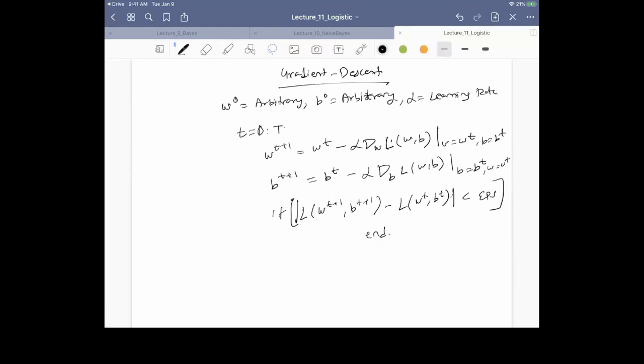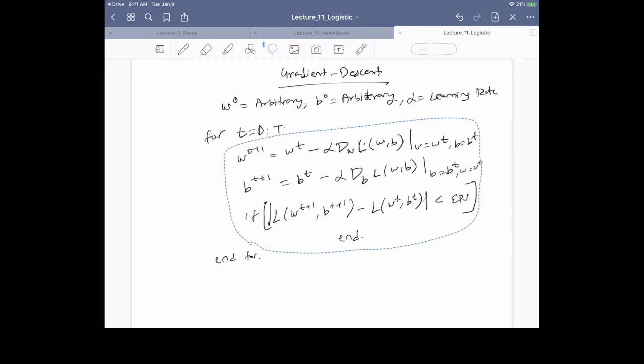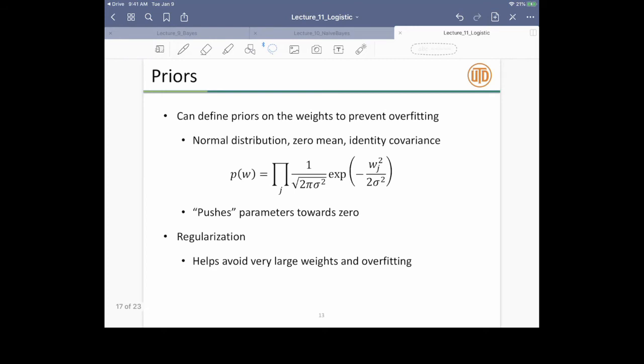Right, and then something like this, right? So this is going to be the main pseudocode of the gradient descent, and it's basically very similar to what we saw in the case of linear regression. Perceptrons, the idea is very similar, just the form of the gradients is different. Okay. So any questions until now?